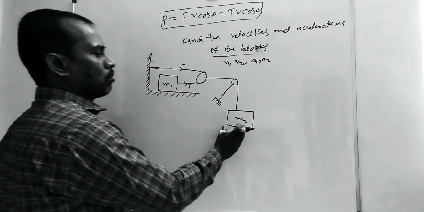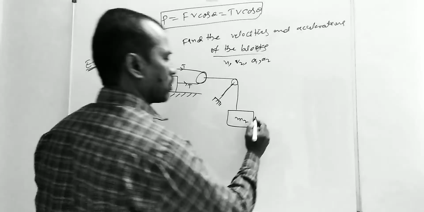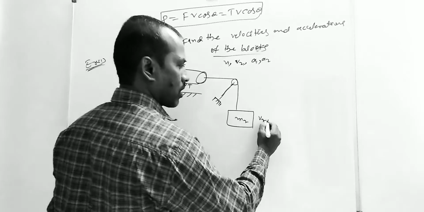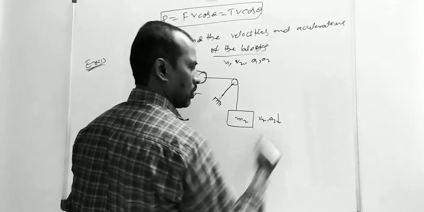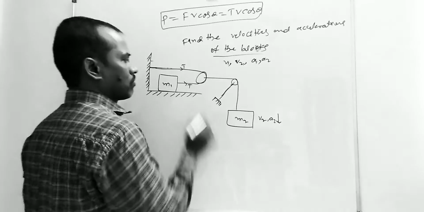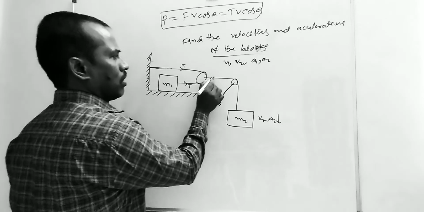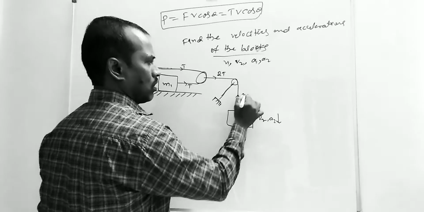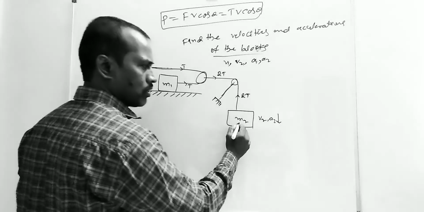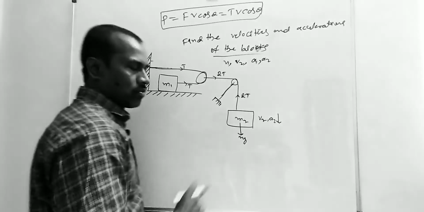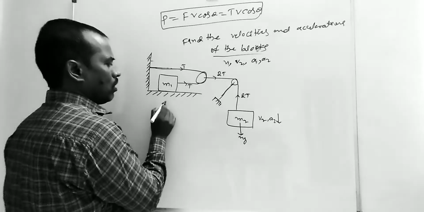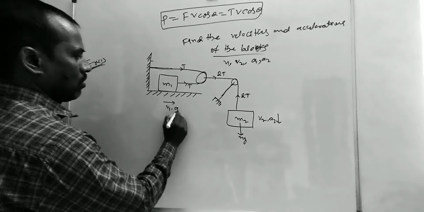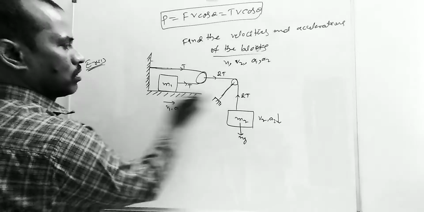Now, block M2 is moving downward with velocity v2 and acceleration a2. The tension in the string here is T, and this part of the string has tension 2T, this one also 2T. This block moves downward, and this block M1 moves forward with velocity v1 and acceleration a1, in the same direction.